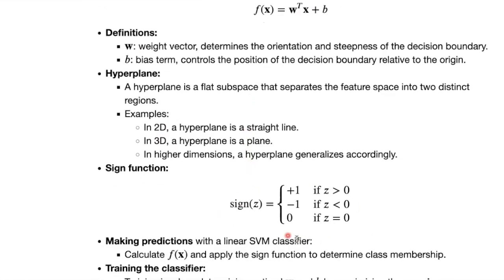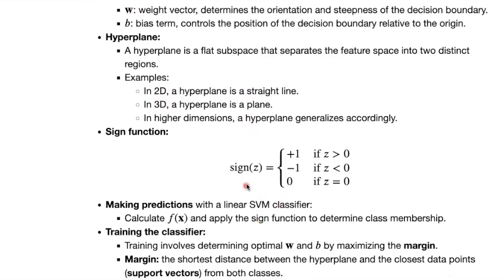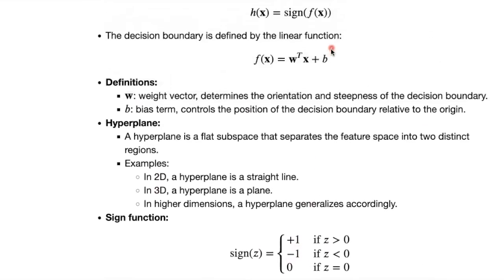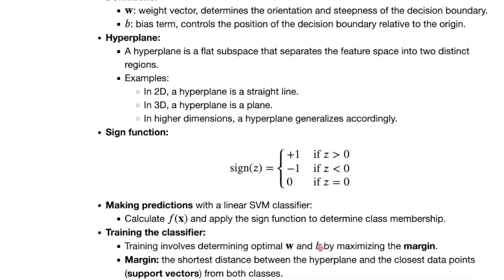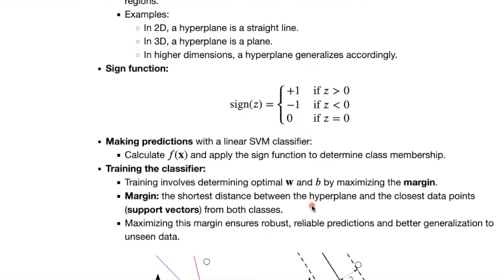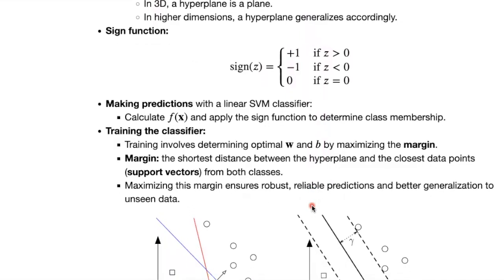And here, for completeness, we have the definition of the sign function. Depending on whatever the input to this function is, these are the possible outputs. We mainly want this +1 and -1, which depends on what f of x is returning, right? Based on that, we again divide this space into two distinct regions. So making predictions using a support vector machine classifier is very easy. You just find f of x and apply the sign function, and you find the class assignment or membership.